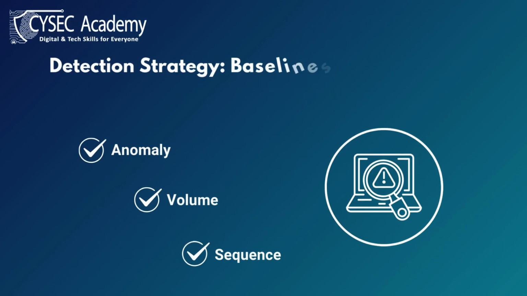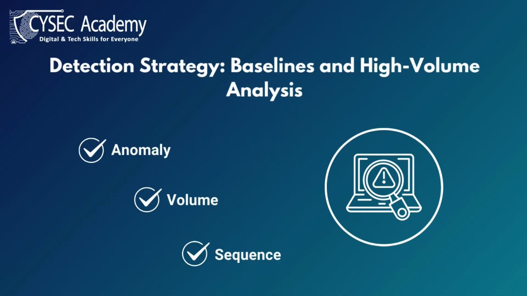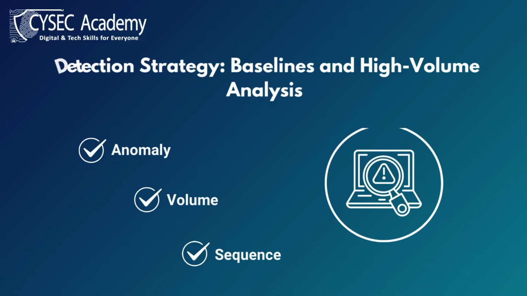Detection strategy: baselines and high-volume analysis. Detecting discovery requires establishing a baseline of normal user activity. High-fidelity alerts are generated by: 1. Anomaly, a non-admin user running commands normally used by system administrators. 2. Volume, a sudden spike in repeated system info commands within a short time. 3. Sequence, multiple discovery commands executed back-to-back, showing automated recon.